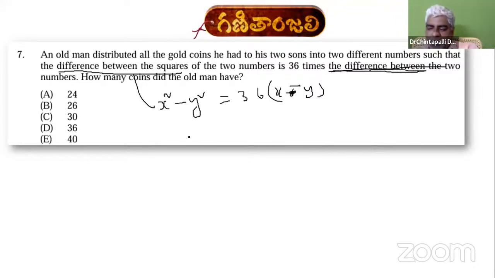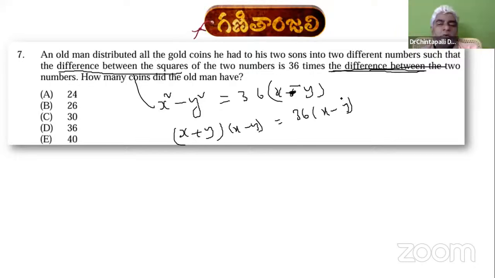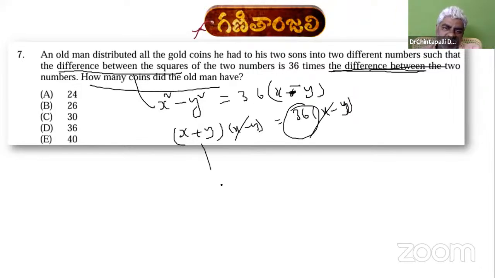Do you know there is a formula for x squared minus y squared? Yes, sir. x plus y times x minus y. That's good. Now x minus y and x minus y get cancelled. What is asked? How many coins did the old man give? How many coins means the total of the 2 numbers. x plus y is 36. Option B.